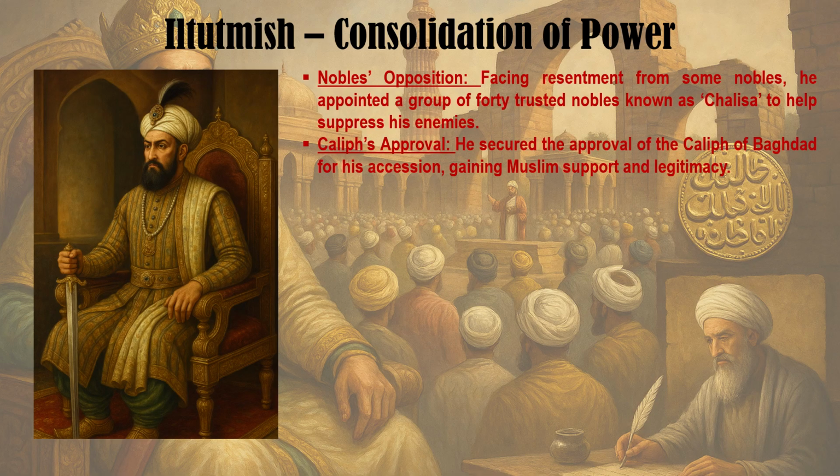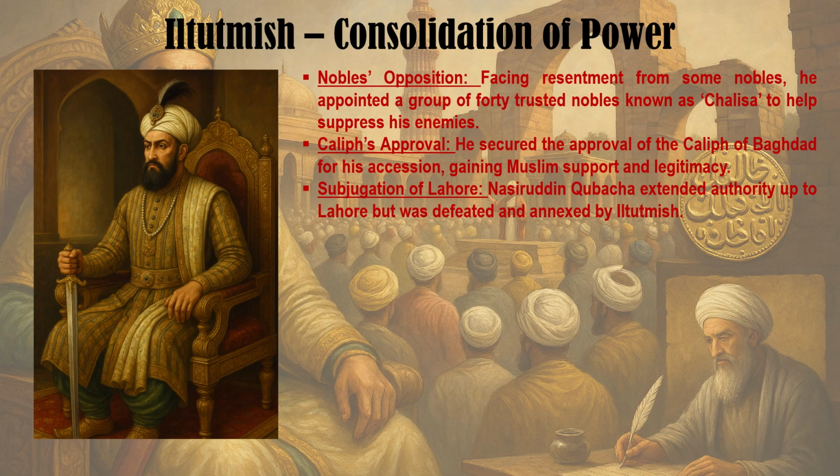Caliph's approval. He secured approval of the Caliph of Baghdad for his ascension, gaining Muslim support and legitimacy. So he secured an authorization from the head of Islam all over the world, that is the Caliph of Baghdad. So he became the legitimate ruler of Indian subcontinent.